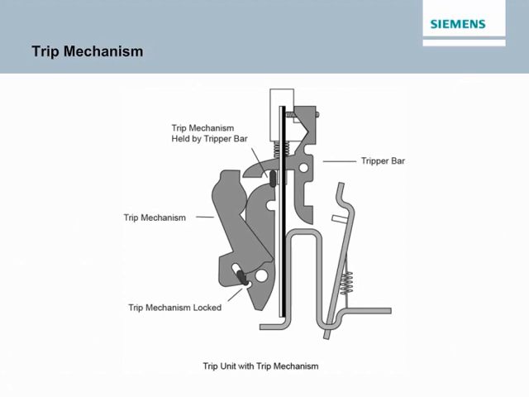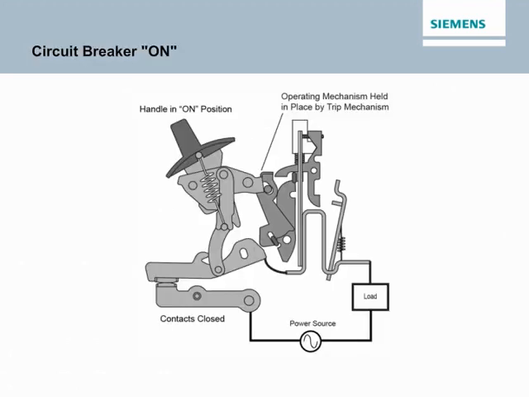The trip unit includes a trip mechanism that is held in place by the tripper bar. As long as the tripper bar holds the trip mechanism, the mechanism remains firmly locked in place. The operating mechanism is held in the on position by the trip mechanism. When a trip is activated, the trip mechanism releases the operating mechanism, which opens the contacts.